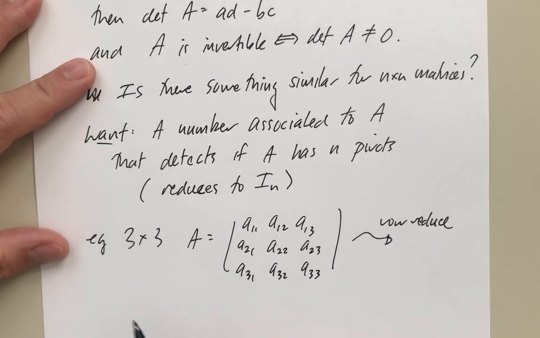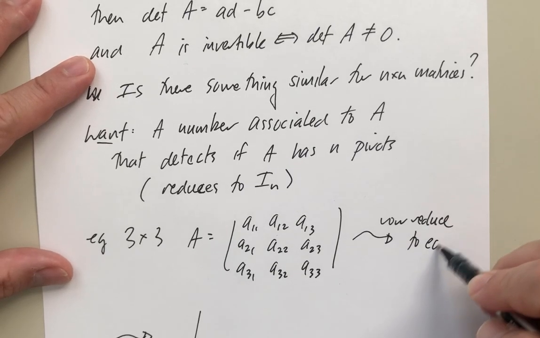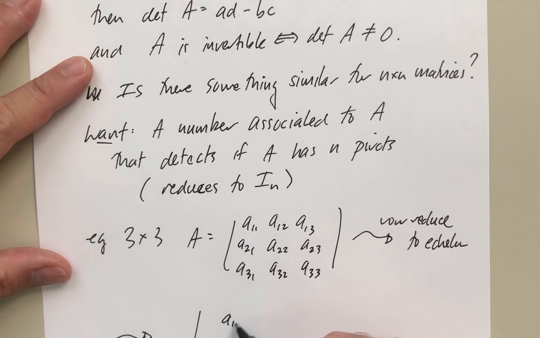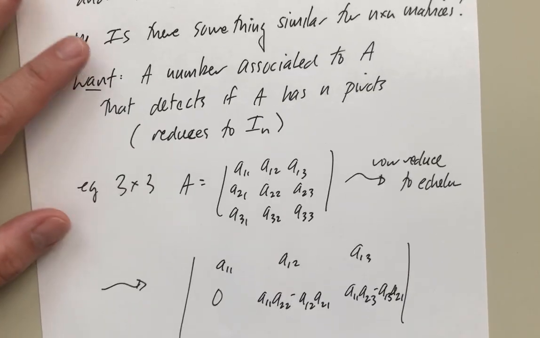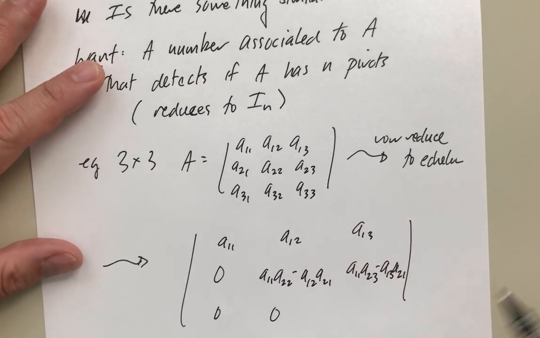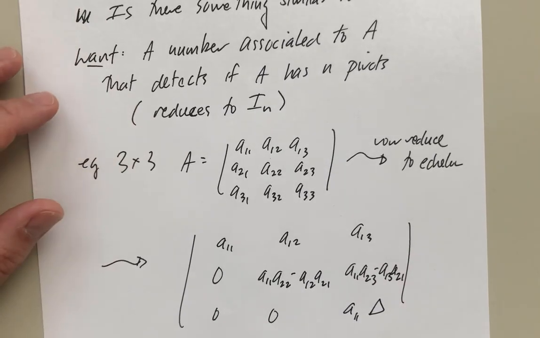When I row reduce this thing, it's going to be kind of a mess. But what I want to do is reduce to echelon form, of course. When I do that, I get an A11. I'm not touching the first row. Of course, I have a 0 here in the second row. It turns out this entry is going to be A11 A22 minus A12 A21. This entry is going to be A11 A23 minus A13 A21. It's not so important what that is. And then, of course, I get a 0, 0 here. And then here I get a real mess, but I'm going to call it A11 times delta, okay?